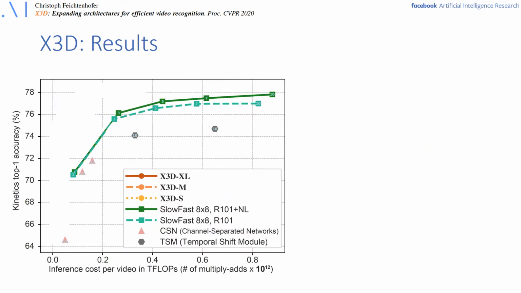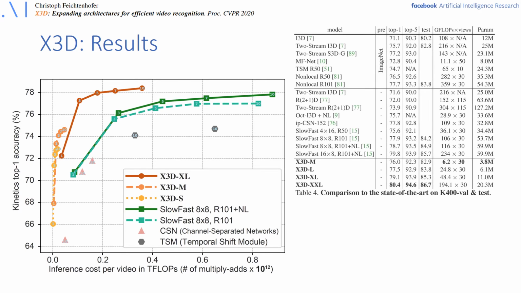Here we compare to the previous work. The graph shows SlowFast models in green, channel separated networks in pink, and temporal shift module in gray. The number of clips used for testing is shown in the individual points. Comparing to these works, we see that the floating point operations can be dramatically reduced with X3D, with reductions of up to 10x for large and small models.